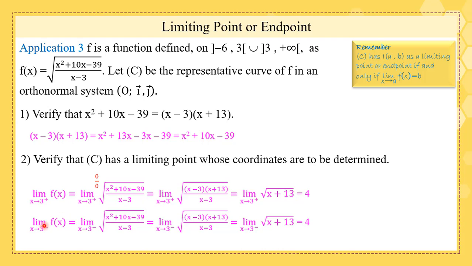And similarly for the limit as x tends to 3 minus, and we can tell from here that the point E(3, 4) is a limiting point to C. Remember again, it's enough to find one of these two limits.